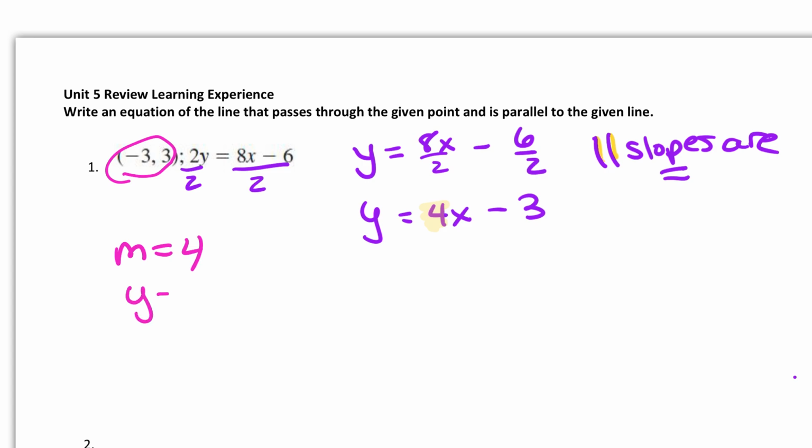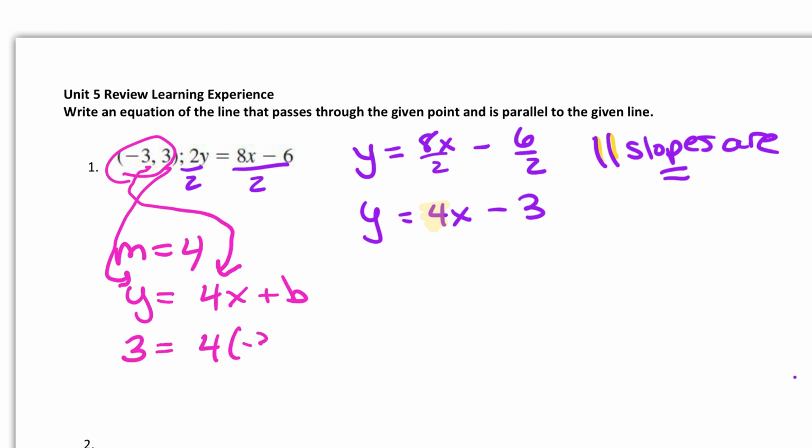I'm going to do y is equal to 4x plus b. This way, I can figure out what my b is, what my y-intercept of the line that I'm trying to write is. By doing that, I'm going to take my x and plug it in here, and my y and plug it in here. So I'm left with 3 is equal to 4 times negative 3 plus b.